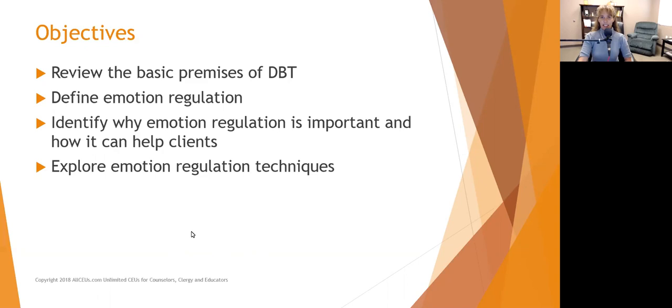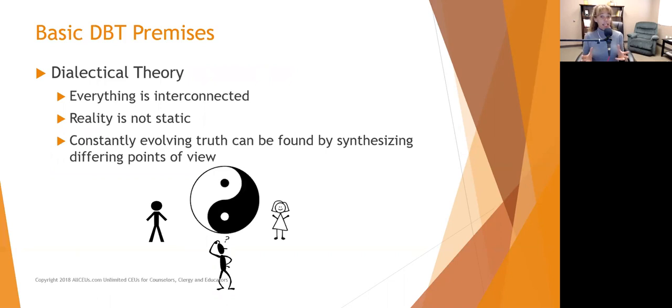So dialectical theory says that everything is interconnected, reality is not static, and a constantly evolving truth can be found by synthesizing different points of view. I don't draw well, so I usually have this printed out and I give it to clients as a handout. And I ask them, you know, what is it that they're seeing? What is it that the girl in the white dress sees?